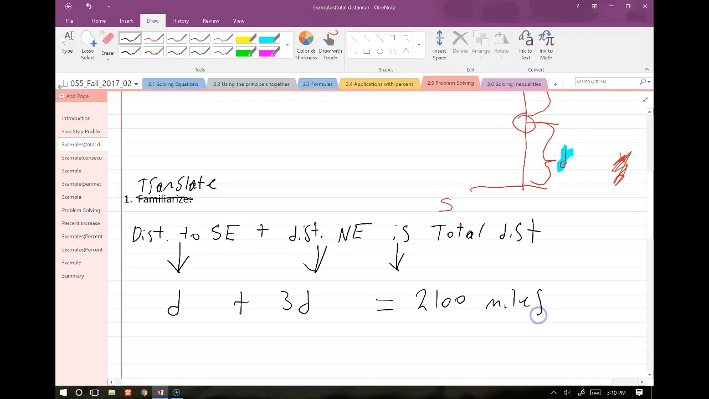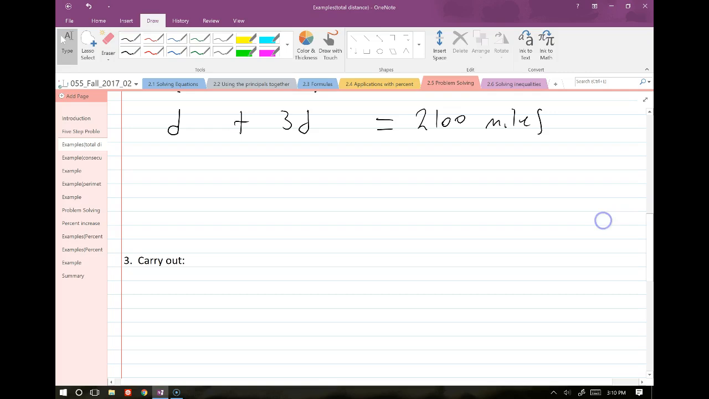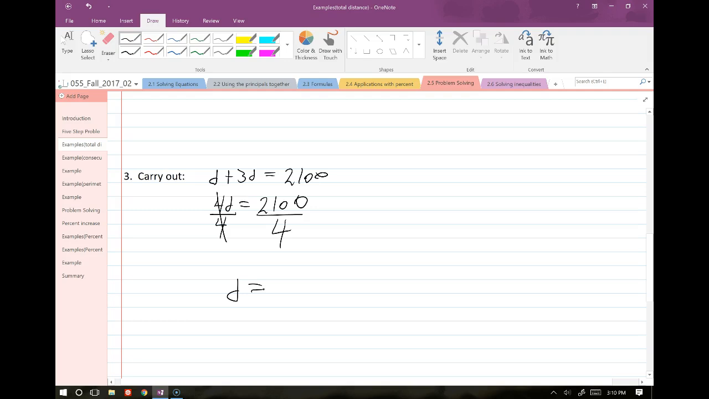Okay, so now that we're done with step two, we've translated into an equation. Now we're going to carry out, and that just means solve the equation. So D plus 3D equals 2,100. That means that 4D is also equal to 2,100. On this step, we want to multiply by the reciprocal, or in other words, divide by the coefficient. And that gives us D equals some nice number, probably 525.